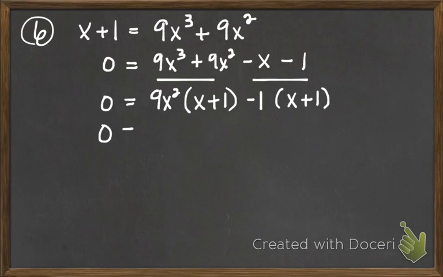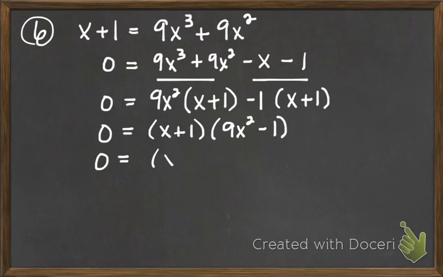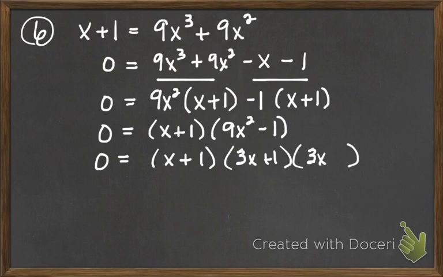All right. Then we factor out our group. So we can factor out the x plus 1, and we're left with what? We're left with 9x squared minus 1, and we can actually keep factoring because 9x squared minus 1 is the difference of squares. So it factors into 2 more binomials, and what are they? 3x plus 1 and 3x minus 1.